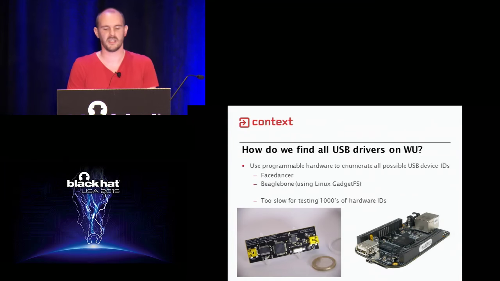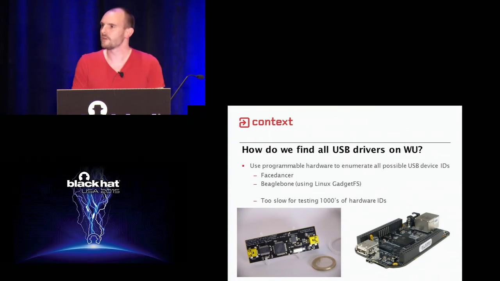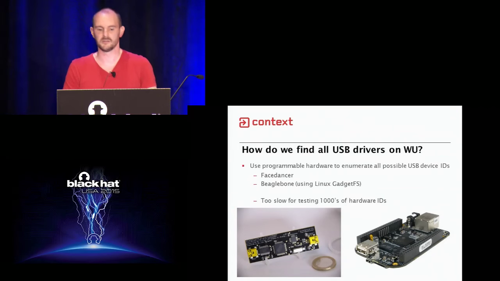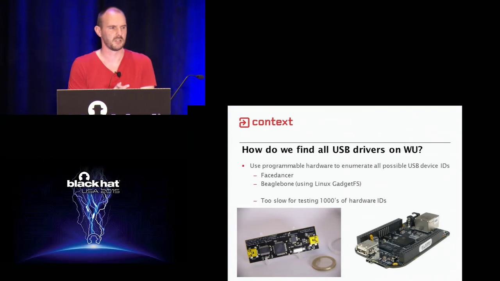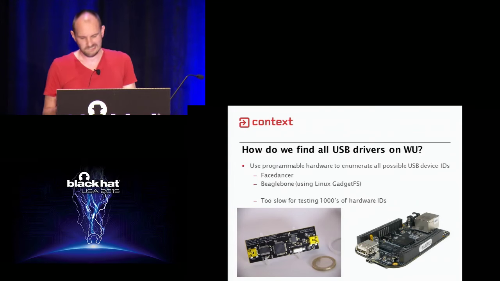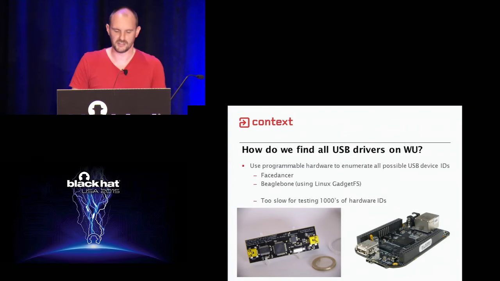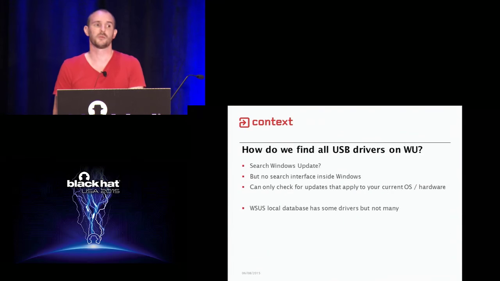So being hackers, what do we want to do? We want to automate this in some way, make it easier for ourselves. Our first thought was, brilliant, we've been playing around with Facedancers and BeagleBones, all this sort of thing. We could use one of those to emulate USB devices and do things that way, just brute force USB vendor IDs and product IDs. But it would take quite a long time, and this doesn't parallelize well. These devices are quite expensive, so getting an array of 10 of them is going to start racking up the costs and not be all that quick. So it'd be much better if we could search Windows Update.